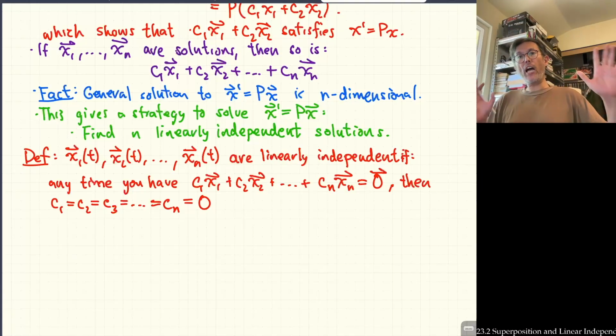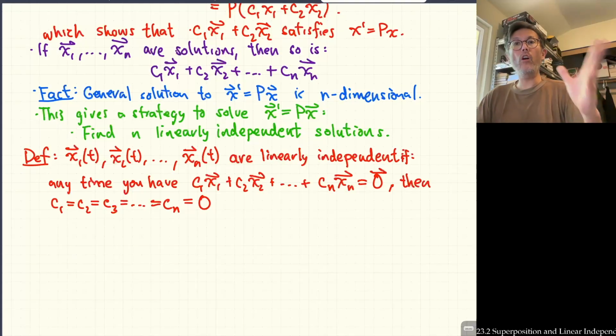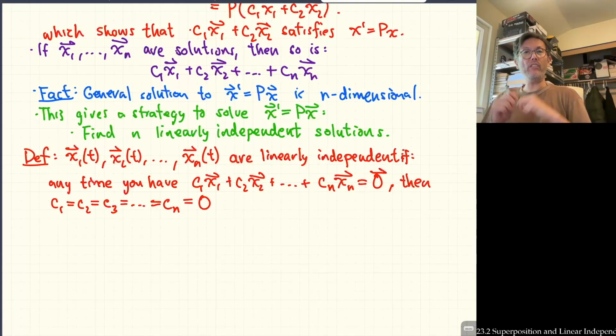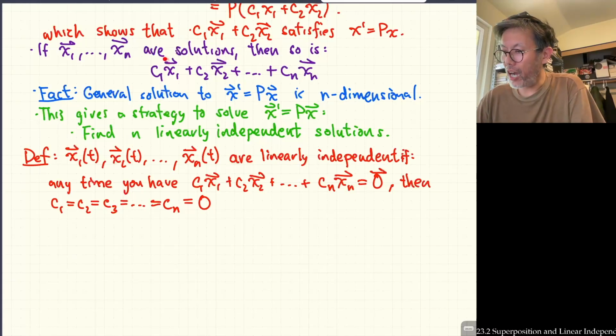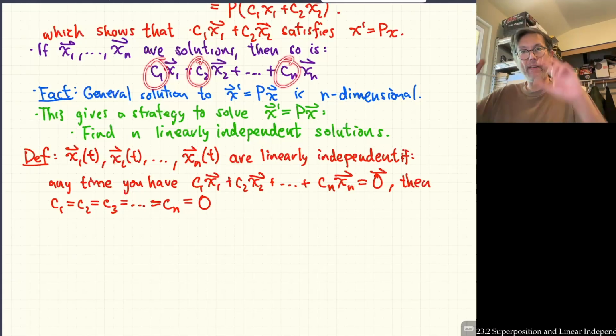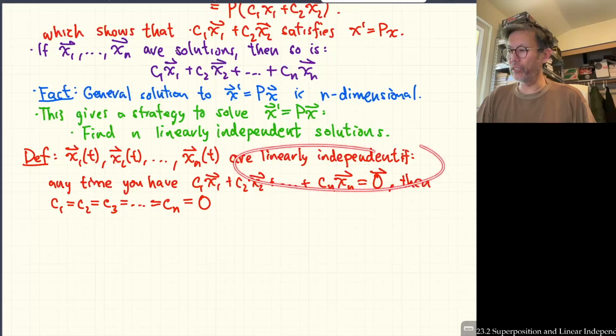So if we can find n linearly independent vectors x1 through xn which are solutions to x prime equals Px, then you can form the superposition, and that will be your n-dimensional solution to your differential equation. Why n-dimensional? Because then you would have these n knobs, c1 through cn, these n different parameters that you would be able to tweak and change the values of, and you would still have solutions. And there would be no redundancy either, and that's because of the linear independence idea.